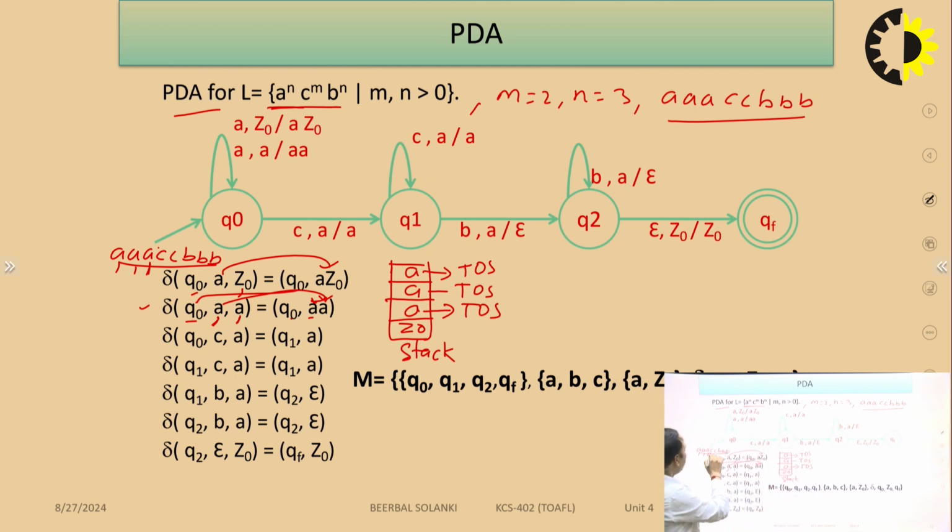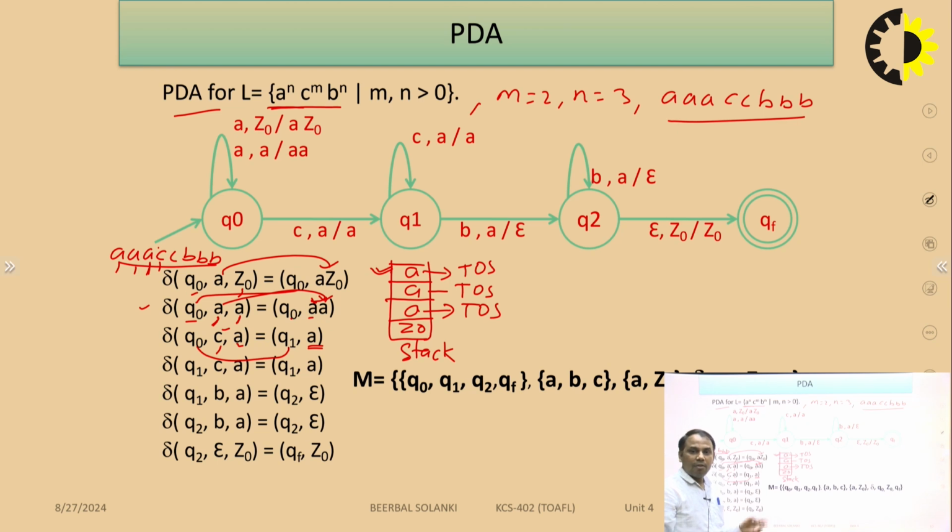Now we read another symbol, that is c. What will we do? The state will be the same. Input alphabet different, that is c, and top of stack is a. We simply skip the symbol c. The top of stack remains the same. We simply read c and did not perform anything for it, we just skipped it. And here we changed the state.